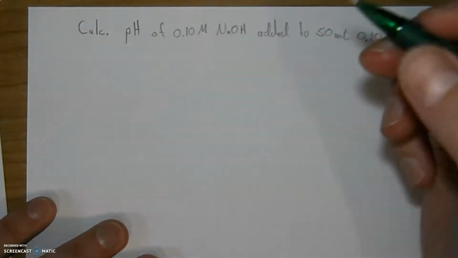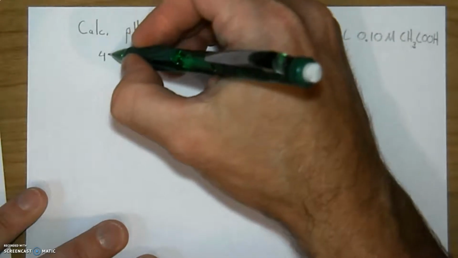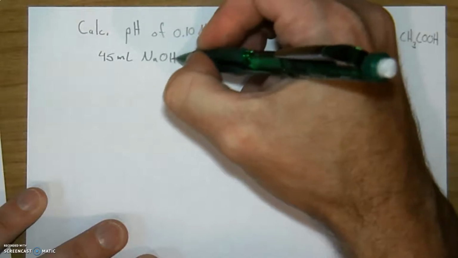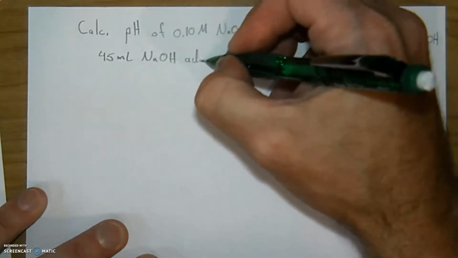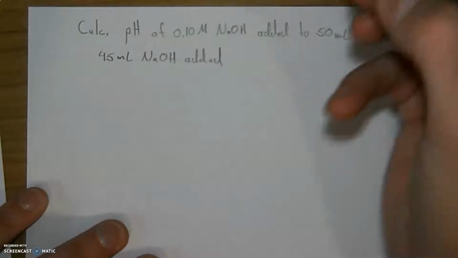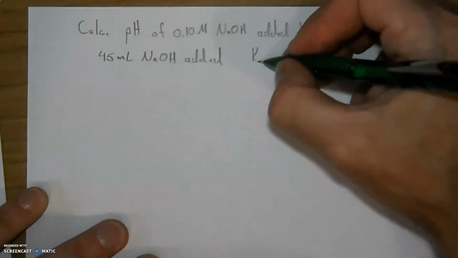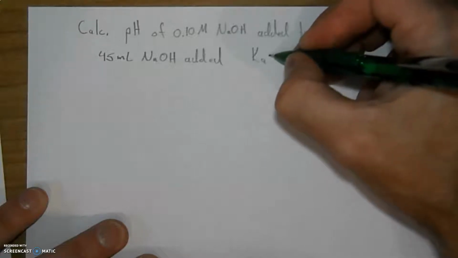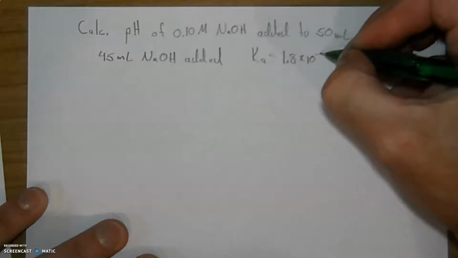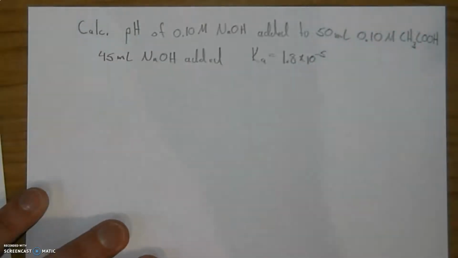Let's look at specifically how much we're adding. We are adding 45 mL, 45 mL of NaOH is added at this point. Now, some background information is in the back of the book. The Ka value for acetic acid is, of course, 1.8 times 10 to the negative 5. We keep doing that one over and over again.